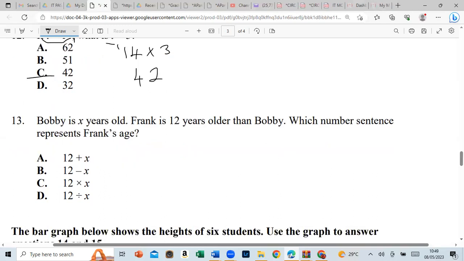Alright. Bobby is X years old. Frank is 12 years older than Bobby. Which number represents Frank's age?